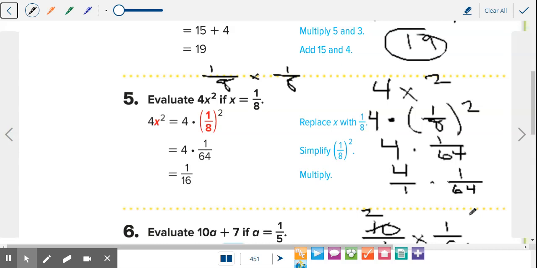Okay, let me just finish this out. So multiply it out, you get what? 4 over 64. Can you simplify that? No. Yes. 4 goes into 64 16 times. 1/16. All right, let's jump back to page 453 again. We'll do a few more of those.